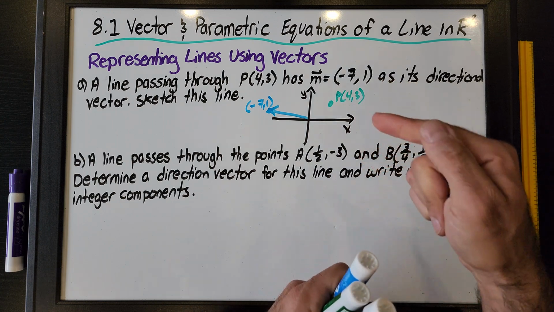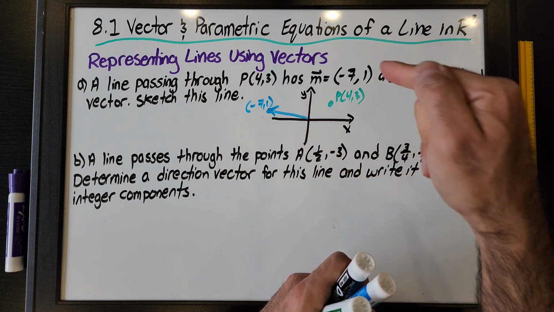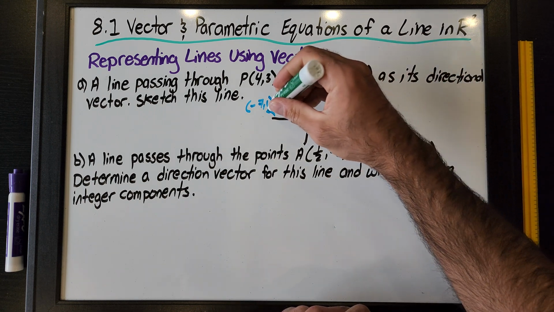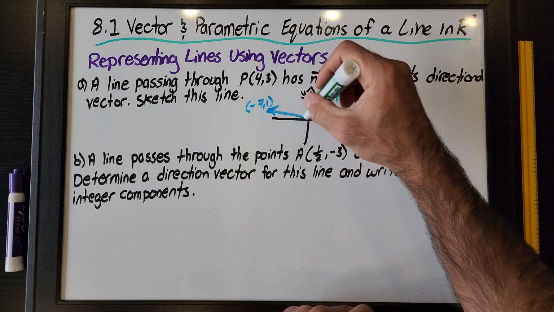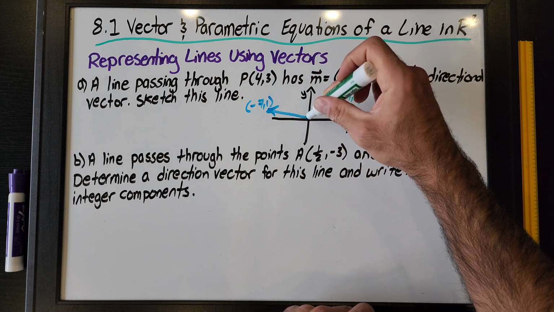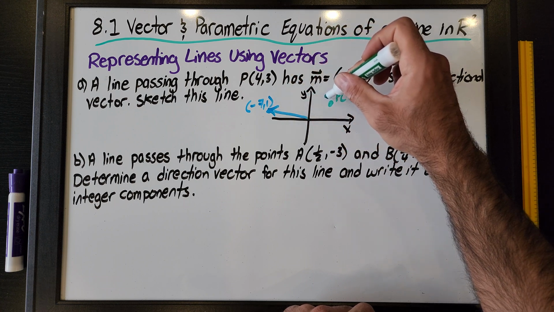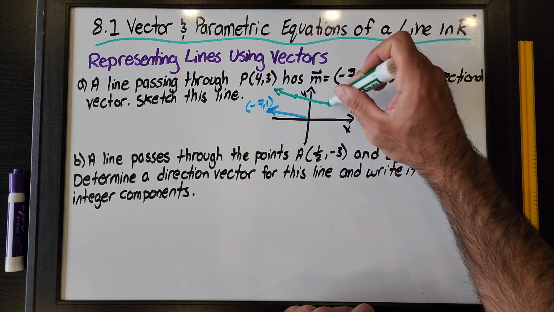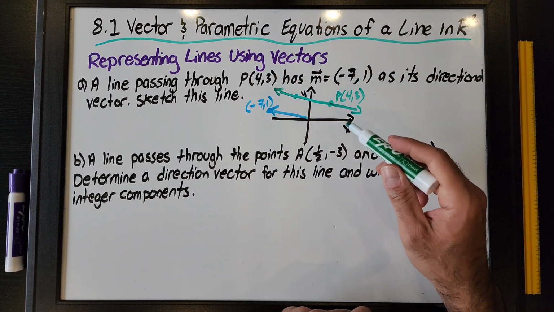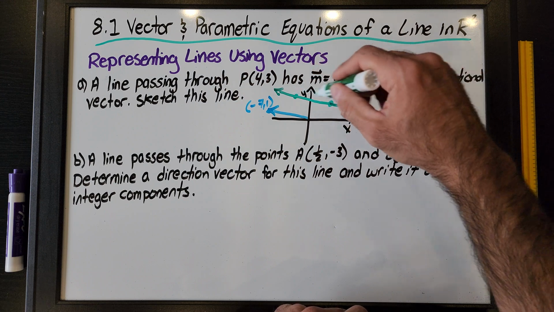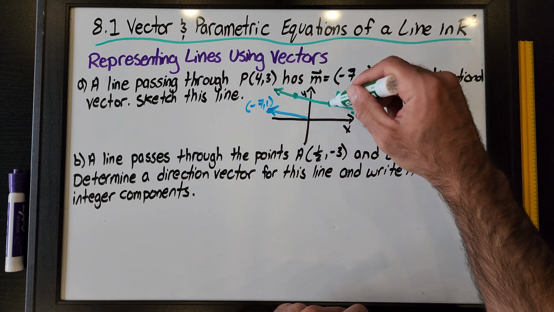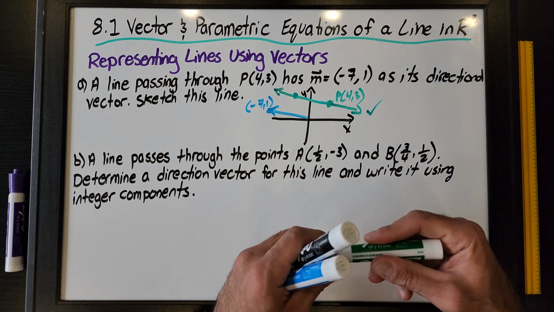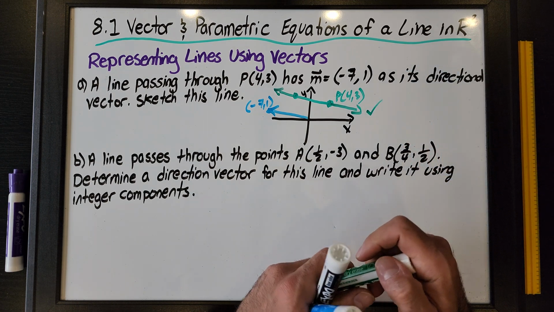Well, if I know it has this directional vector and it has to go through this point, it just has to be a line parallel to this line. So I could just use the slope of this line to represent this line and go up 1 over 7, up 1 over 7. As long as these two lines are parallel, this is me representing this scenario using a vector, right? I have a point, I have a directional vector, and I'm applying it to create this line. So this green line is the line that the question is really asking for.